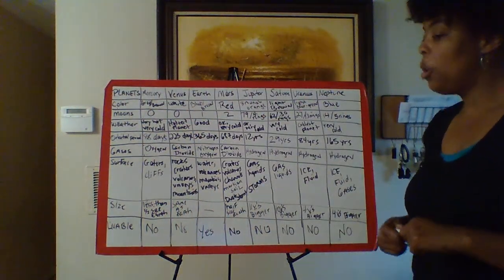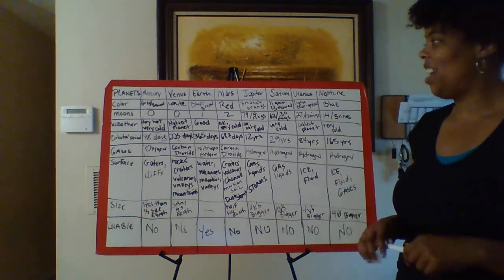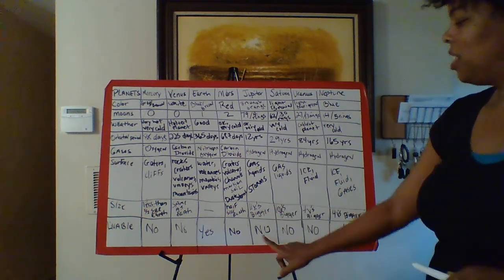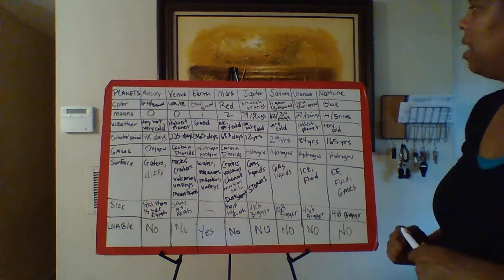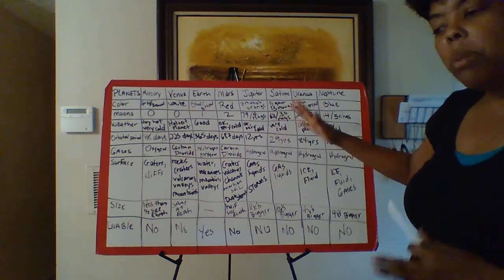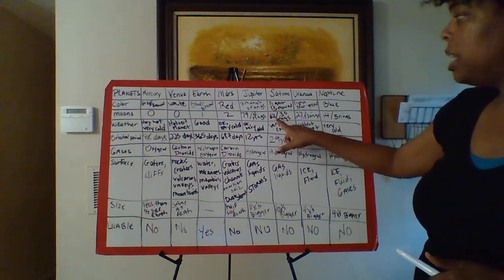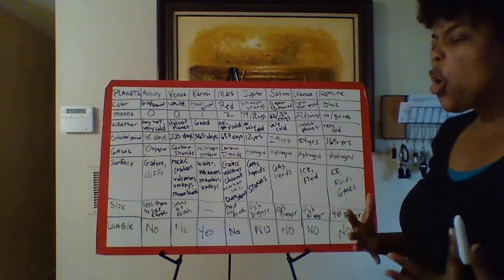It is. It's so much bigger. It's 11 times bigger than Earth. Okay? That's super huge. So again, not a livable planet. Saturn is very similar to Jupiter. It looks light brown, kind of close to the same color. It has 62 moons and 30 rings.